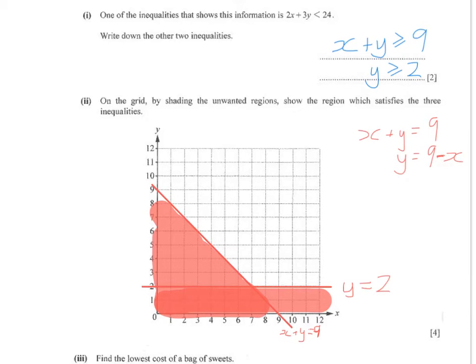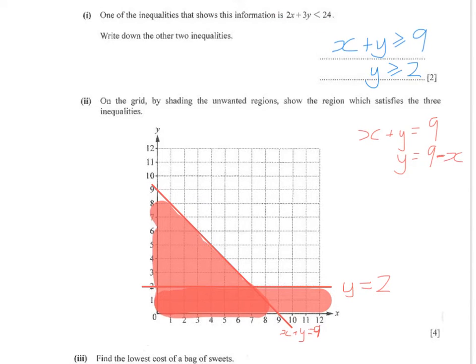There is no upper bound to the amount of sweets with what we've done so far. However, our final rule will provide that. This will be the final rule that puts a limit on it, and because we have a maximum, 2x plus 3y has to be less than 24. The cost of each pack of sweets has to be less than 24.